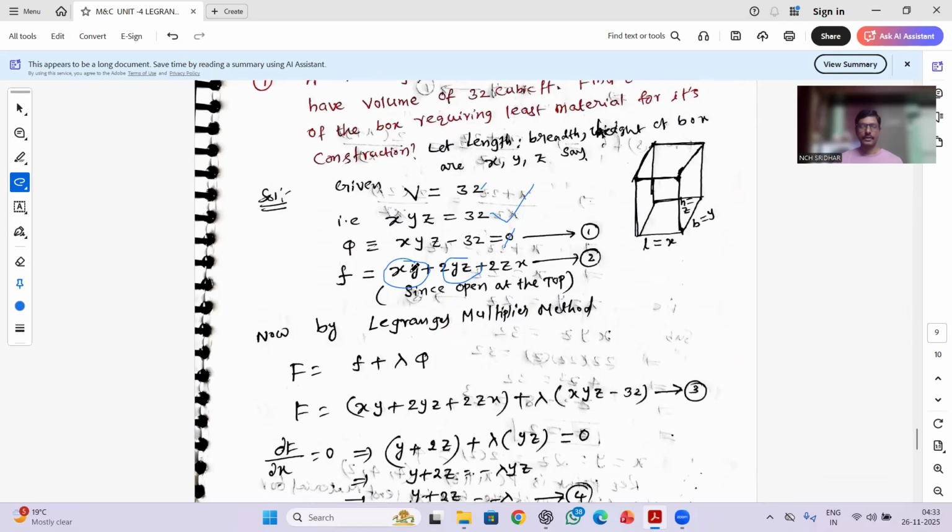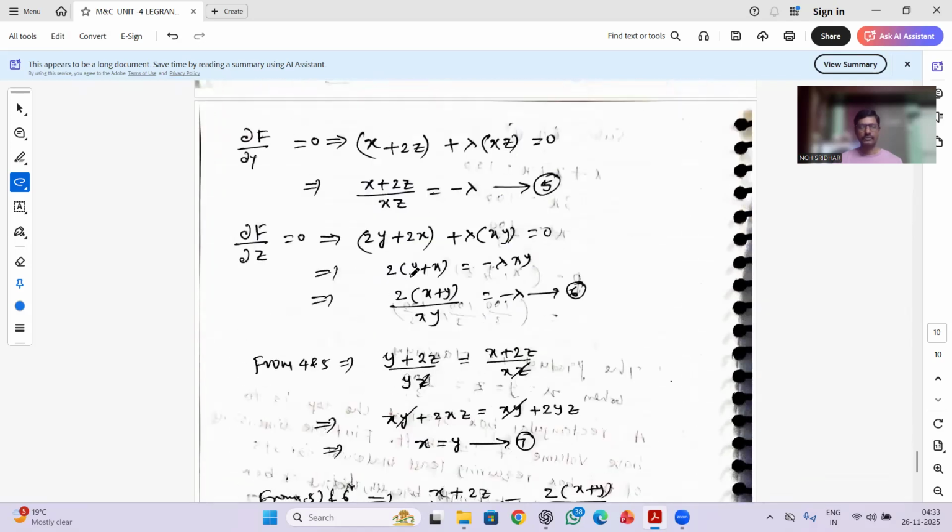Okay, so this is the problem, and you can do it now in the previous method.